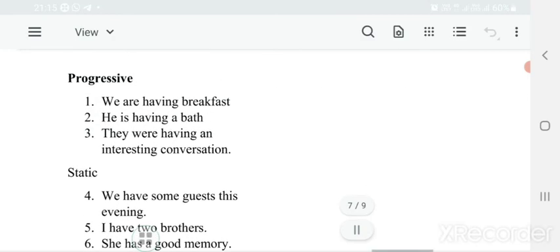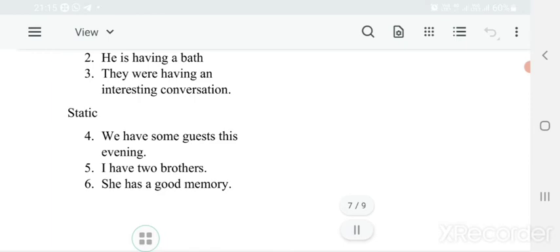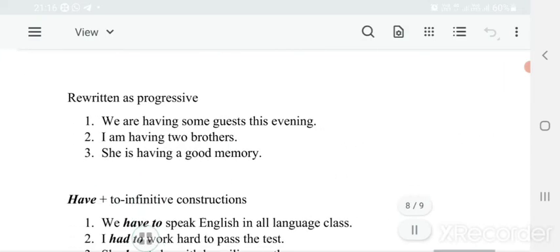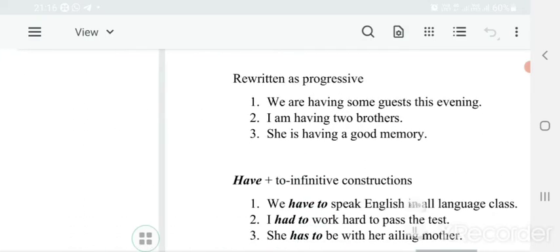Now you see, this is progressive, and the static is where nothing is in continuation. We have some guests this evening. आज शाम हमारे पास कुछ गेस्ट आए. We have some guests this evening. So here we see that the verb is static and no progression is seen there, no continuation is seen there. So again there have is used, but have here is not used in continuation. I have two brothers. She has a good memory. Now in the next portion we will see how we can change these sentences into progressive or continuation form. They were rewritten as progressive. What was the first sentence?